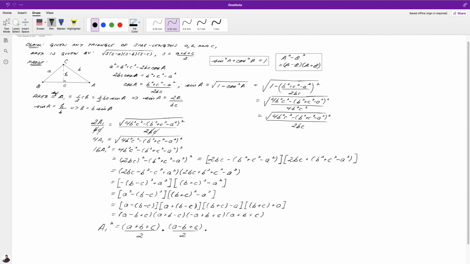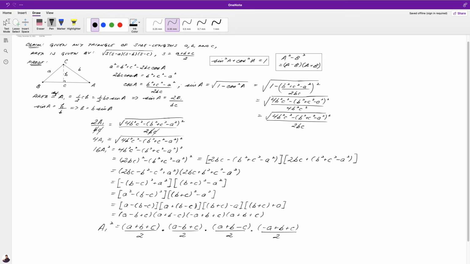So then it's going to be a plus b minus c over 2, and then, of course, negative a plus b plus c over 2, right? So 2, 4, 8, 16, and then we're just going ahead and grouping these accordingly.